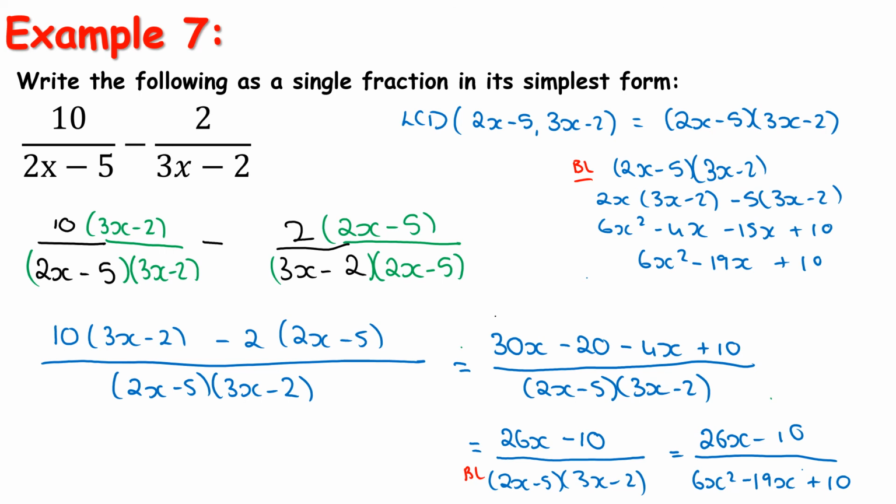So our method is exactly the same. It will be a little bit more complicated because now we have algebra in the top and in the bottom. We have a lot more to do. We're now multiplying out two brackets as well as that simplifying that we've had before.